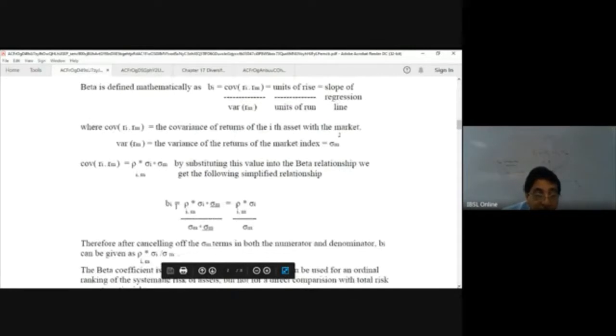Right, these substitutions are made because covariance of Ri and Rm can be given as rho Im into sigma I sigma m, and it has to be divided by sigma m square. So then sigma m and sigma m cancel off, and you will get rho Im into sigma I divided by sigma m. So this is beta. Therefore, after cancelling off the sigma m terms in both the numerator and denominator, Bi can be given as rho Im into sigma I divided by sigma m.